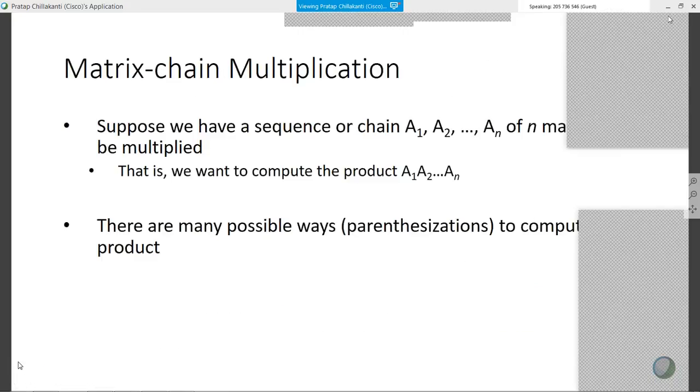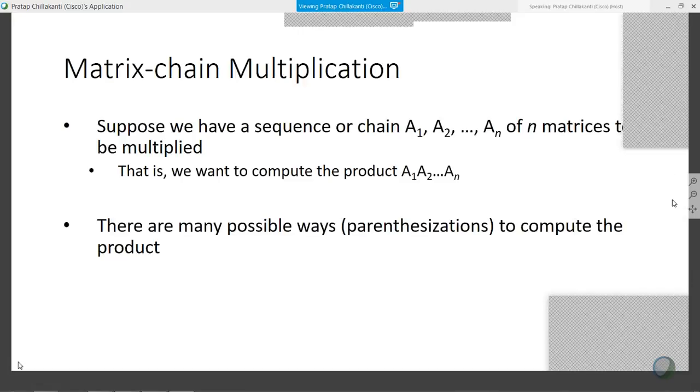Now let's look at the chain multiplication, right? So what is chain multiplication? Chain multiplication basically means you have A1 to An matrices.